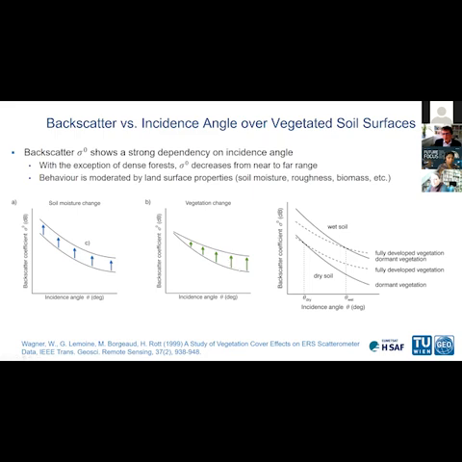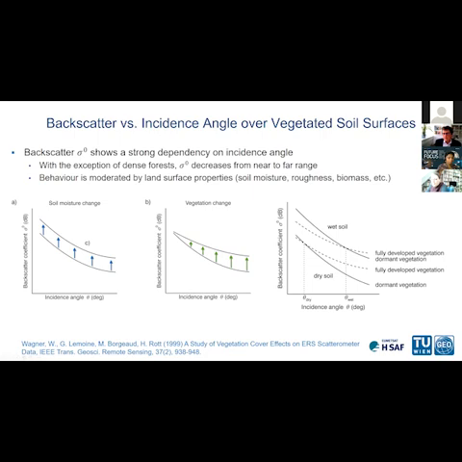If vegetation is changing, say over the progression of a year, with the same soil moisture conditions, we see that the backscatter values increase in particular at the far range, so at higher incidence angles, while they remain roughly constant at around 20 degrees. There's less influence of the vegetation there, or it can even be that the increase of vegetation leads to a decrease of backscatter.